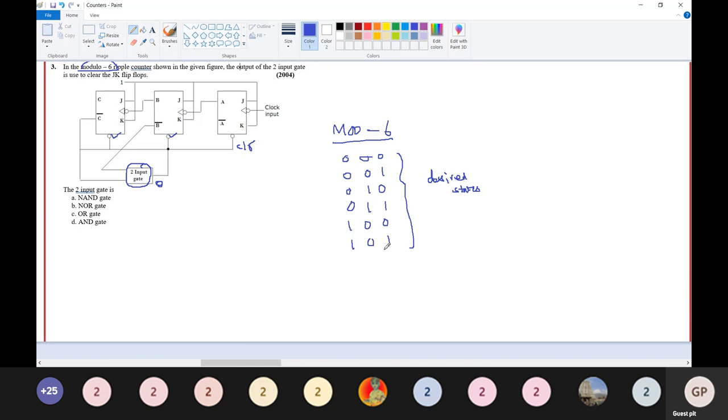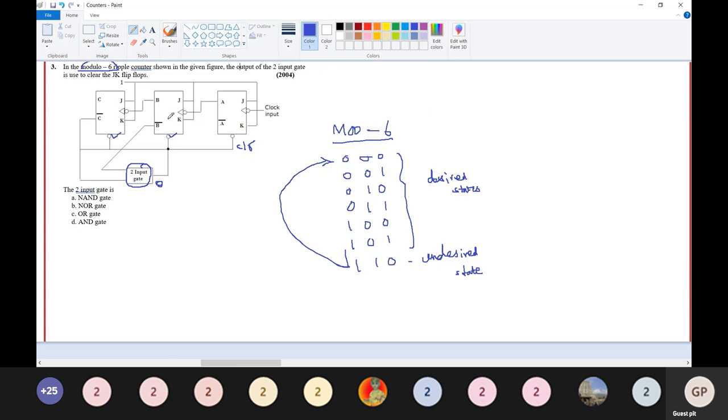Next, when it goes to 110, what happens? It should get 0, 0. So this is an undesired state. After 101, it should go to 0, 0, 0.